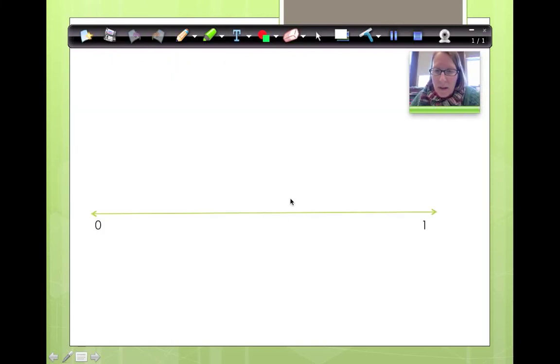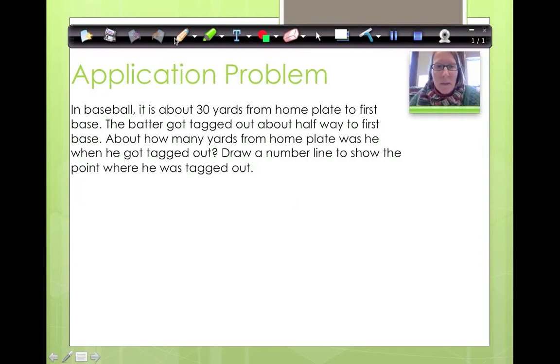Let's draw a number line. Oh, it's because I didn't pick a pencil. Here we go. Pick a pencil. Here we go. Number line. Now right over here is home plate. And over here is first base. And about halfway he got tagged out. So I'm going to draw my runner. Alright, he's in a hurry, trying to get there.